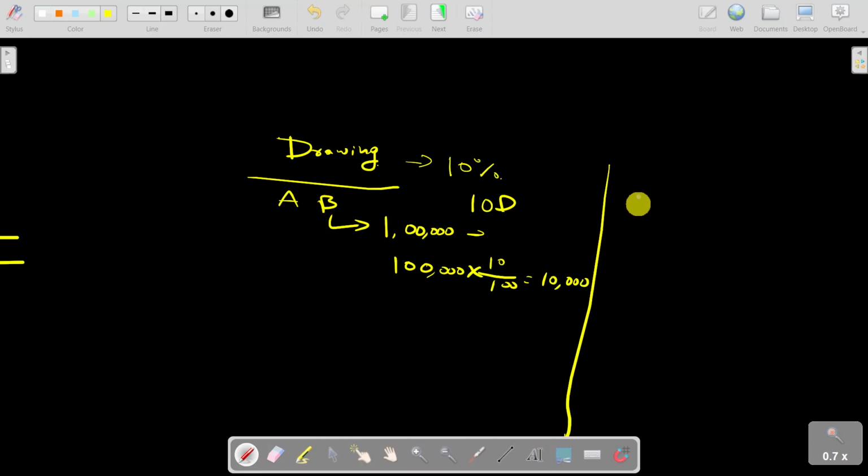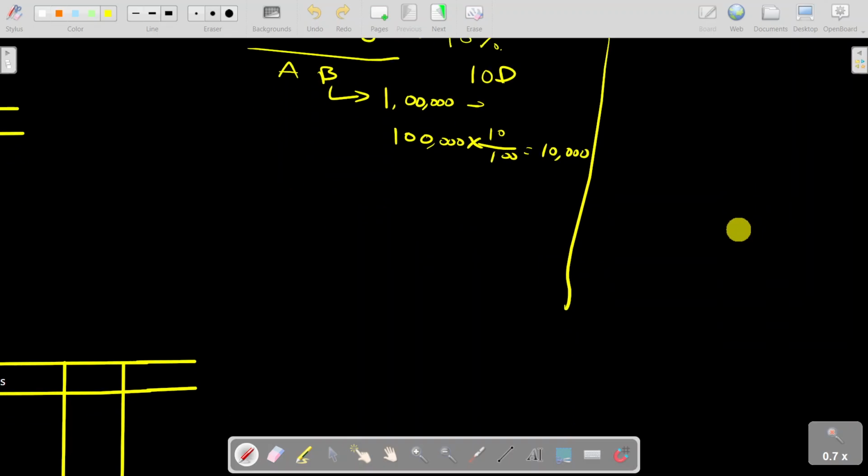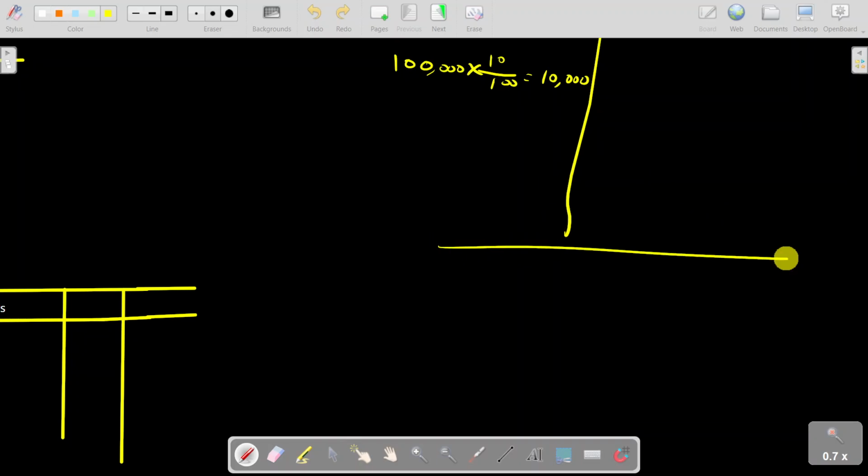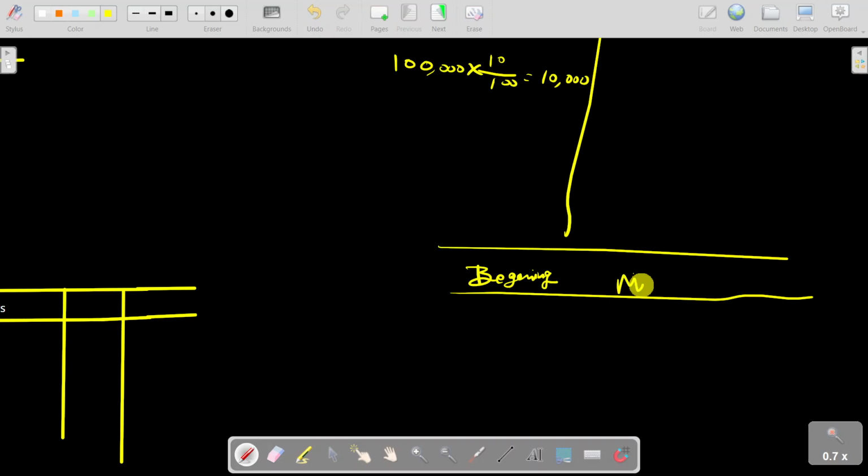But if partner is drawing the amount every month at the beginning of the month, and middle of the month and end of the month, so how to calculate the drawings?